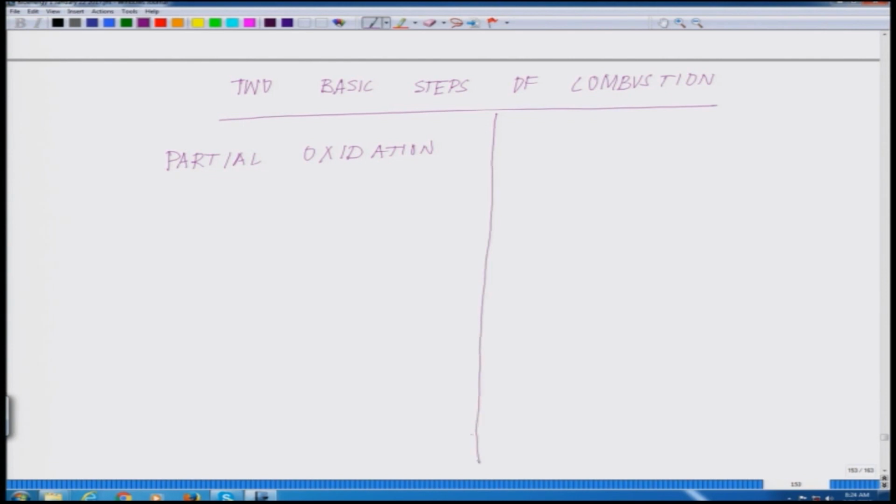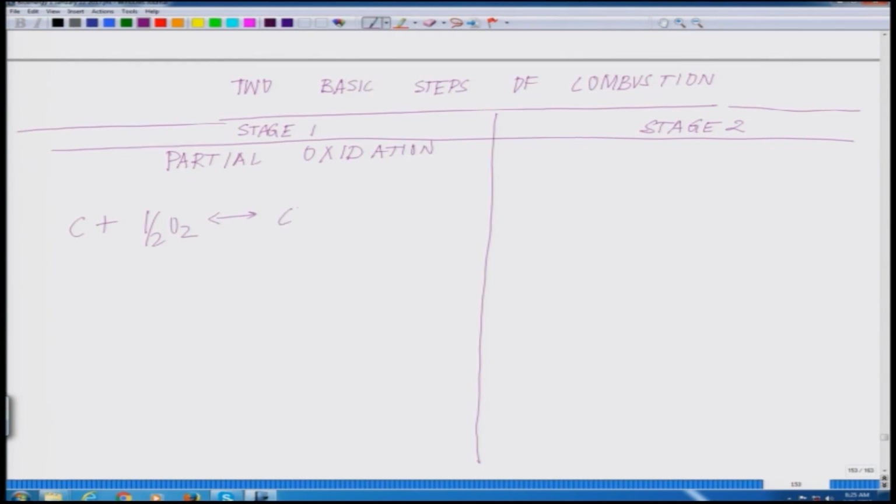So, let us do it in two tables. This is our stage 1 and this is our stage 2. In the partial oxidation, the first step is where carbon is getting partially oxidized, carbon with a lesser amount of oxygen. The arrow shows that it can move in both directions depending on the conditions.